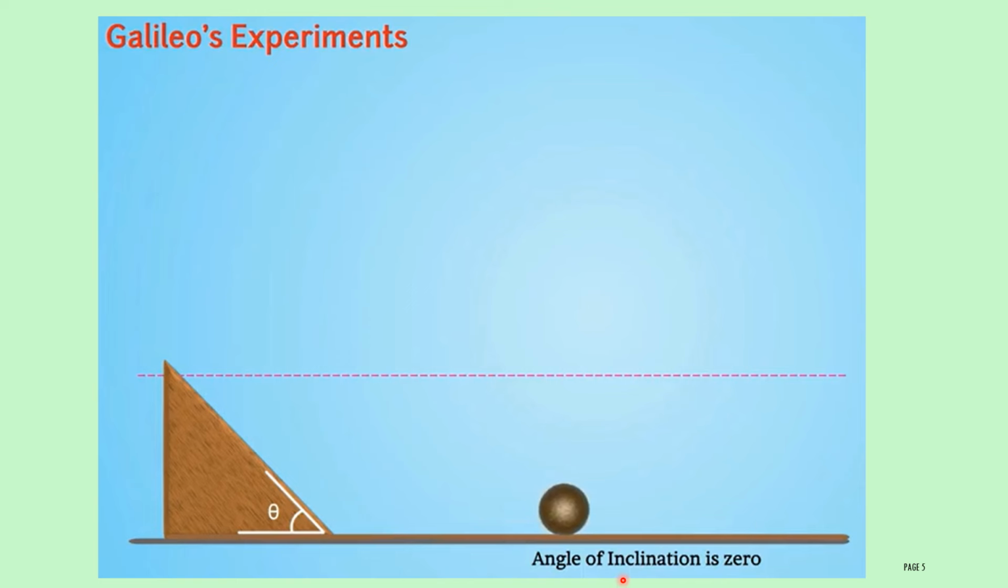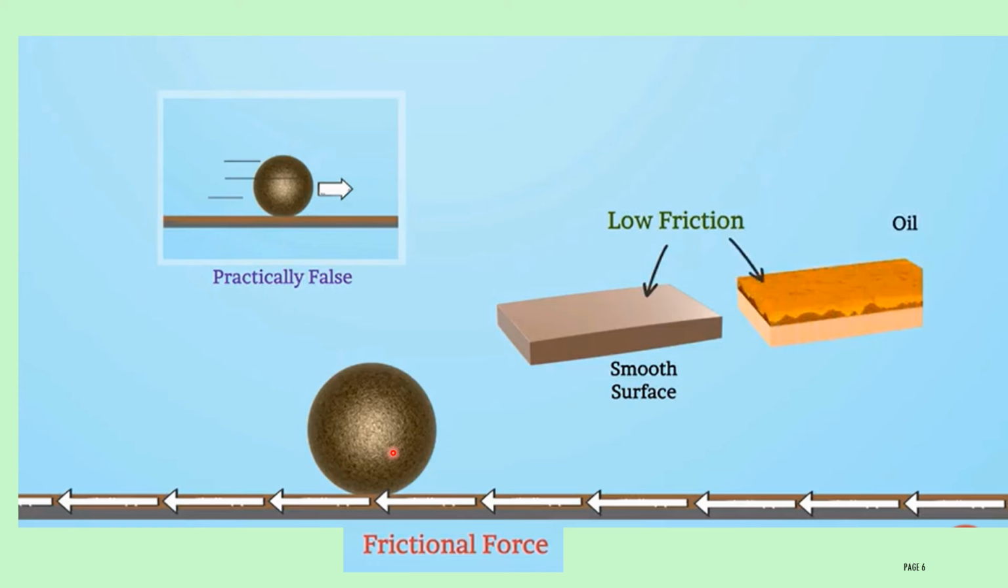The angle of inclination here is 0. This ball will not move continuously. After some time it will stop because of the frictional force. Frictional force is the opposing force that acts when a body is in motion and restricts the motion of the body. That force we call the frictional force.